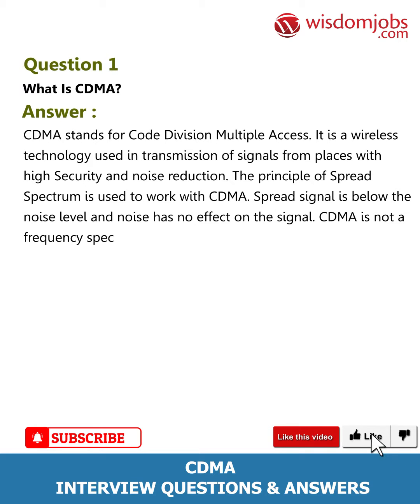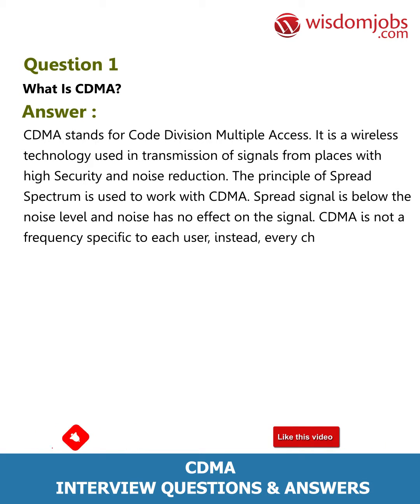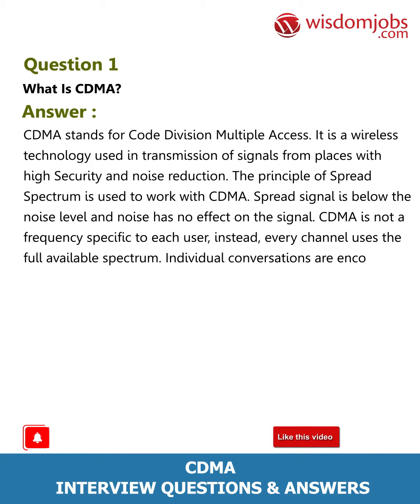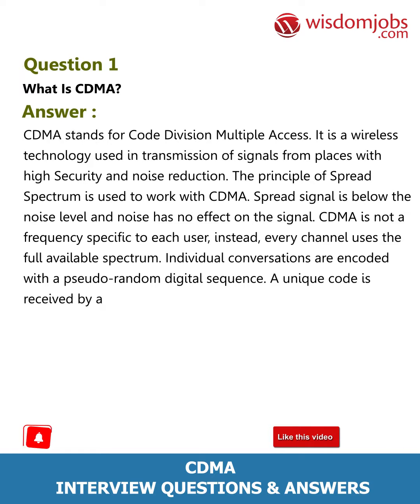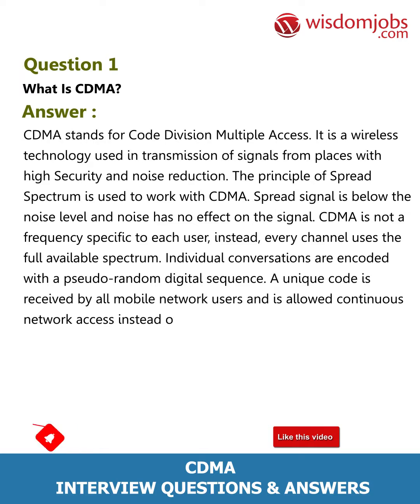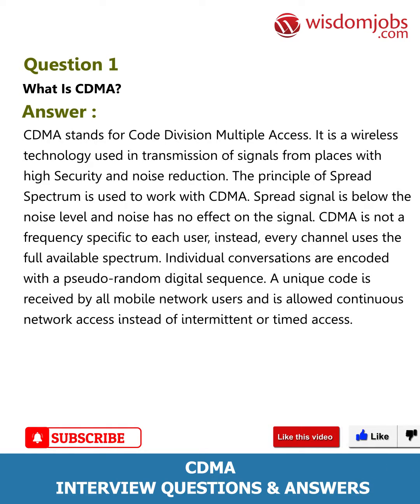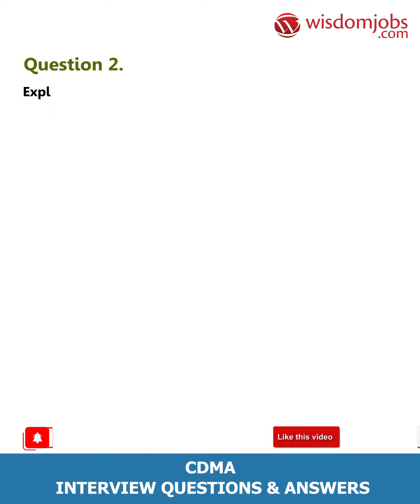CDMA is not a frequency specific to each user. Instead, every channel uses the full available spectrum. Individual conversations are encoded with a pseudo-random digital sequence. A unique code is received by all mobile network users and is allowed continuous network access instead of intermittent or timed access.